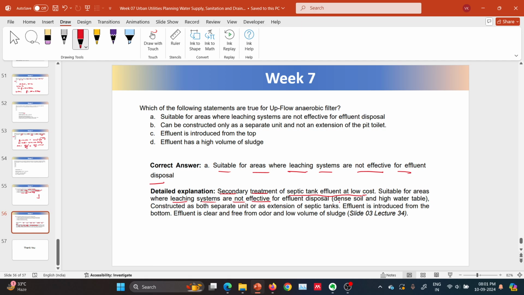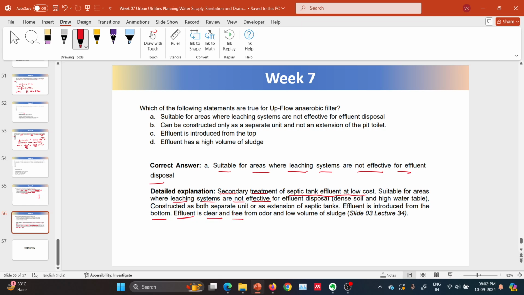That we discussed, like if the soil is dense soil, or it has a high water table, meaning water table near the ground itself, there we can use the upflow anaerobic filter. And it is constructed as both a separate unit or as an extension unit. So it can be provided individually or as an extension of septic tanks. Effluent is introduced from the bottom, so that's why it is called upflow.